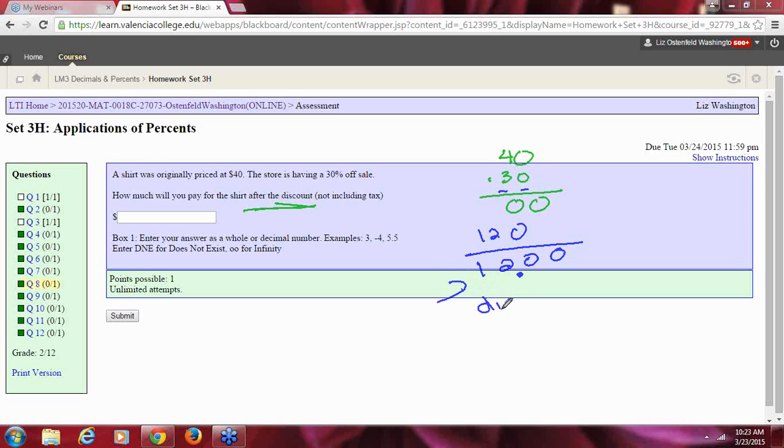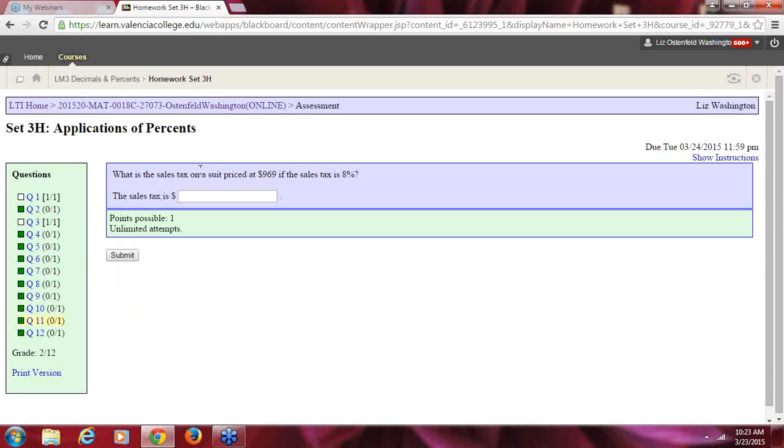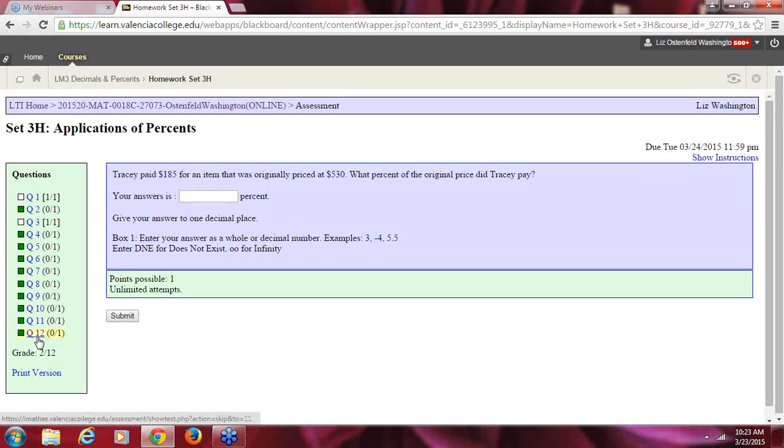So $12 is the amount of the discount, but I want to know how much did I actually pay. So I'm going to go ahead and do the subtraction. I actually paid $28. Any questions so far, guys? Okay. Let's keep skipping around. What is the sales tax on a suit? We did this one already.